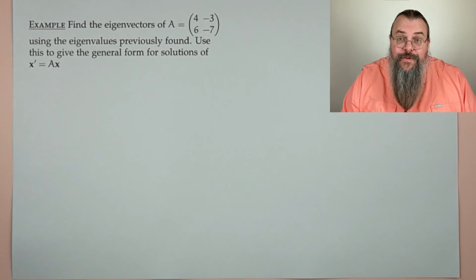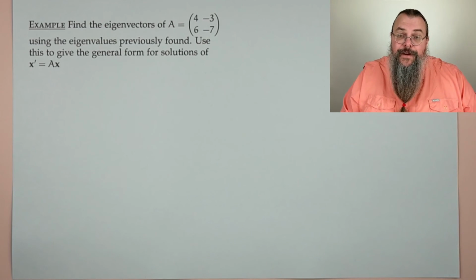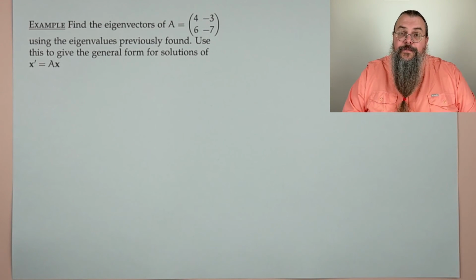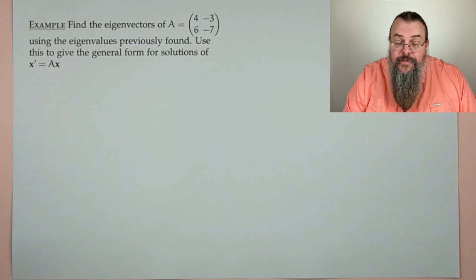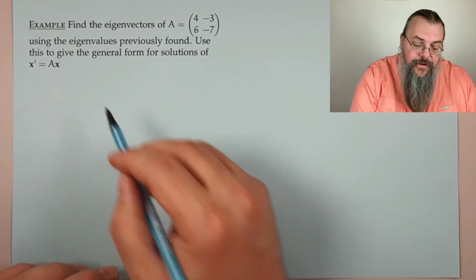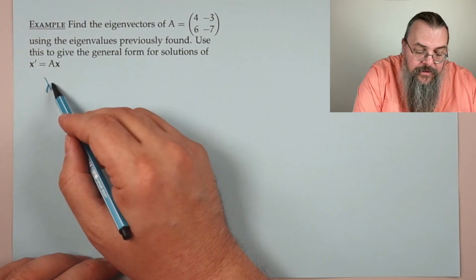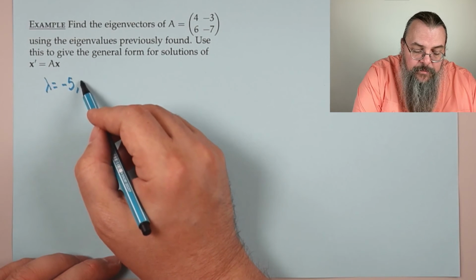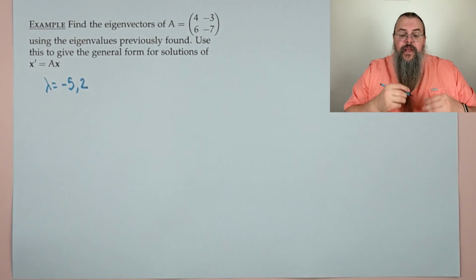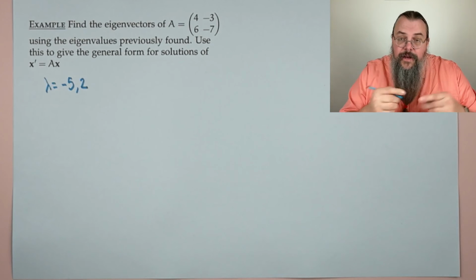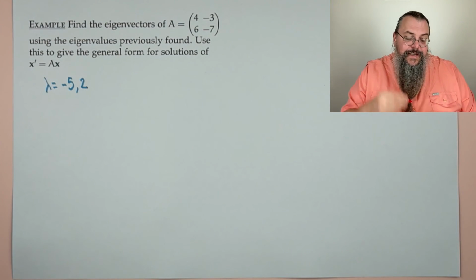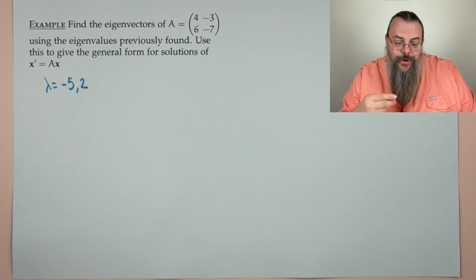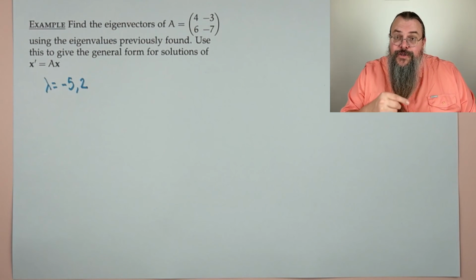So, our final example for today. Here we have a matrix A: 4, minus 3, 6, minus 7. Use the eigenvalues previously found. In fact, this is the same matrix that we used before, so we know our eigenvalues are negative 5 and positive 2. Use that to find the eigenvectors. After we find the eigenvectors, we're going to give the general form for solutions for x prime equals Ax.